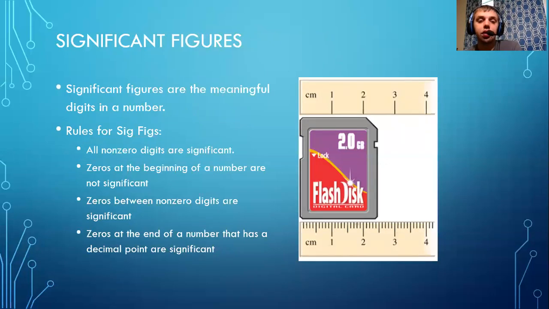And then zeros at the end of a number that has a decimal point are significant. You might say, well, why is that significant? Well, if I have this here and I say that's 2.5, and I think it's 2.5 exactly, I can say, oh, that's 2.50. That tells whoever is looking at my results that I didn't just make a guess based on this top one. I had these other graduation marks here, so it says that it's more precise. You have a greater degree of certainty about that number than if it was just from over here.